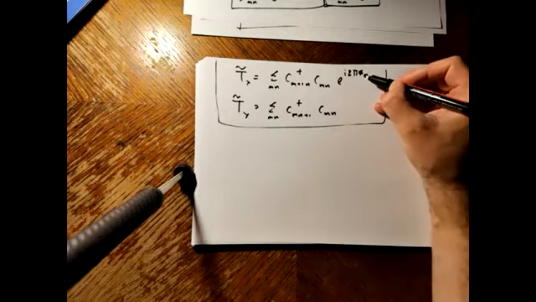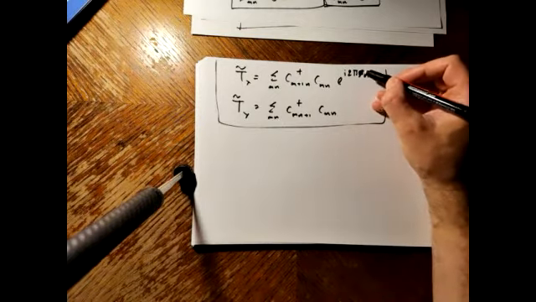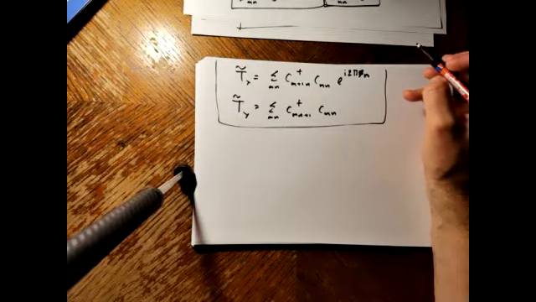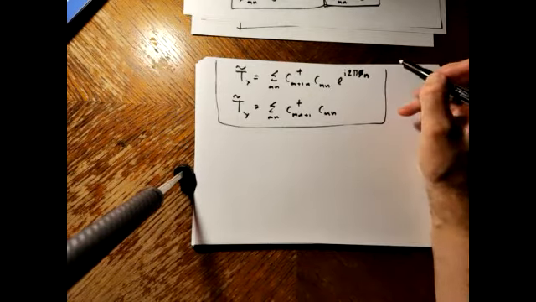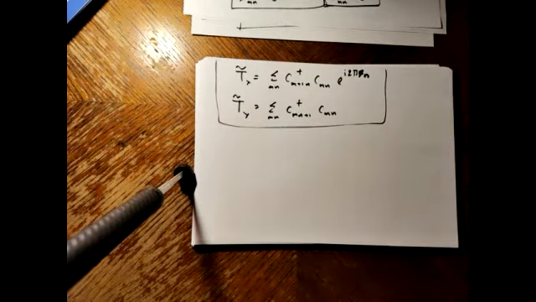Okay, 2 pi phi times n. I hope that's readable. That's a phi. Now I may have made it less readable. I'm sorry about that.